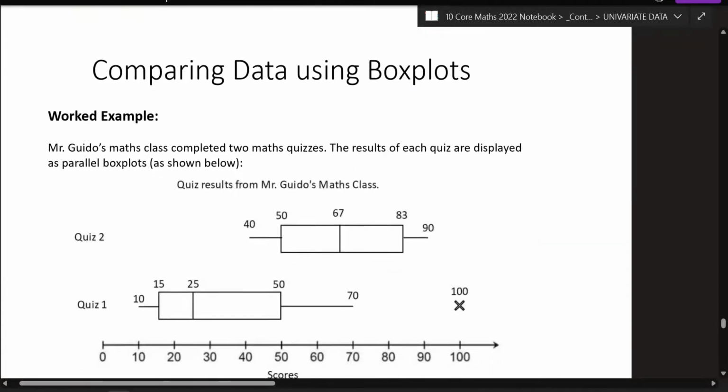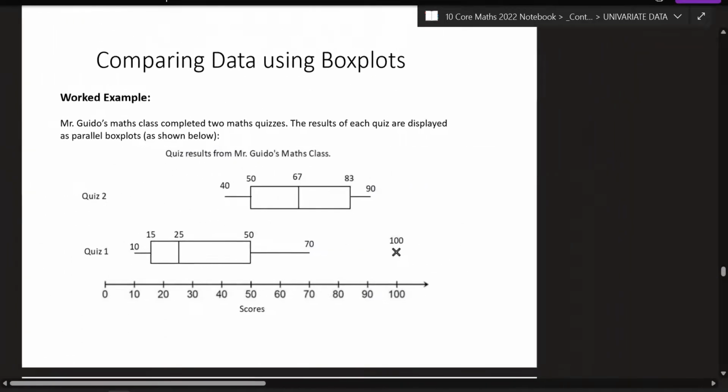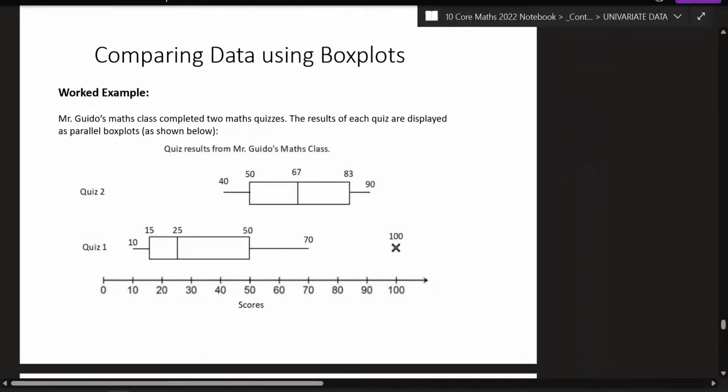Okay, so let's actually look at these examples. Let's go to this page on our notes, comparing data using your box plots. So here you've got 2 quizzes that a class has done, quiz 1, quiz 2, and these are the results. Jamie, what do you see about these 2 box plots that's interesting, or what could you comment on? Yeah, so it has lower scores, so you can mention it has a lower median in quiz 2, okay? However, quiz 1 has an outlier. Someone scored 100%.